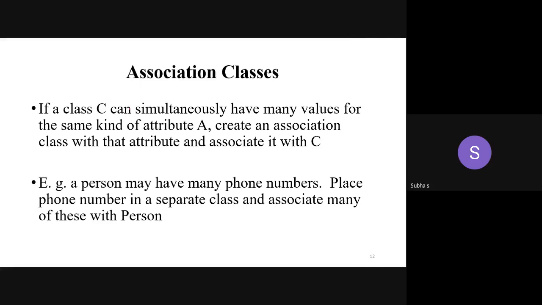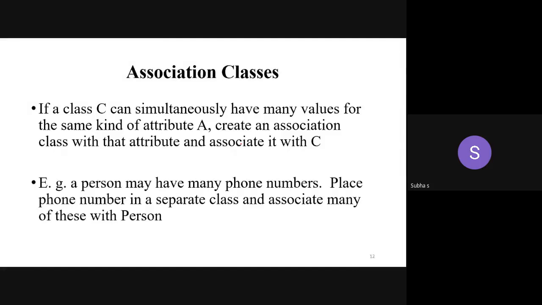What it means is, if a class C has many values for the same kind of attribute, then you have to create an association class with that attribute, and then associate it with the class C. Again, I repeat, if a class C can simultaneously have many values for the same kind of attribute, suppose one attribute can have many values, in that situation, you can create an association class for that attribute.